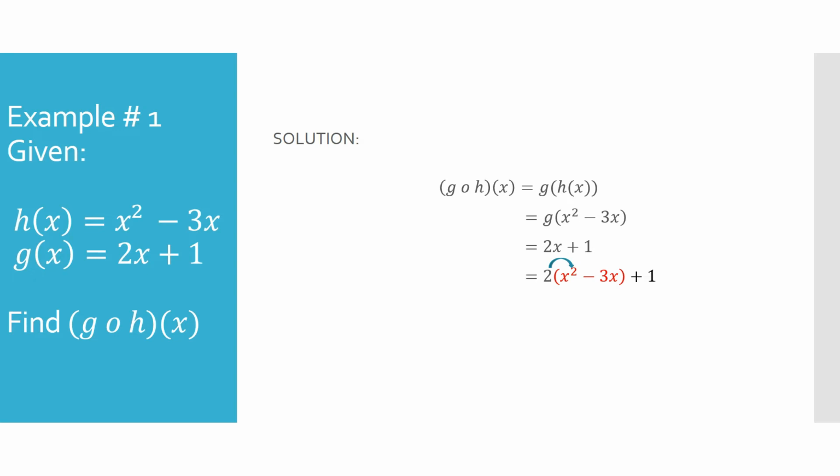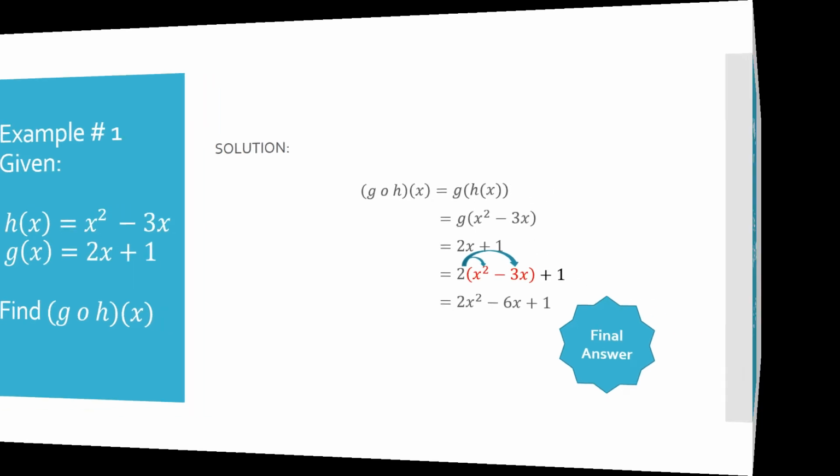Next, we will distribute 2 to x squared and negative 3x and then we will multiply. So we have 2 times x squared is 2x squared, 2 times negative 3x is negative 6x and then copy plus 1. So we have 2x squared minus 6x plus 1 as our final answer.